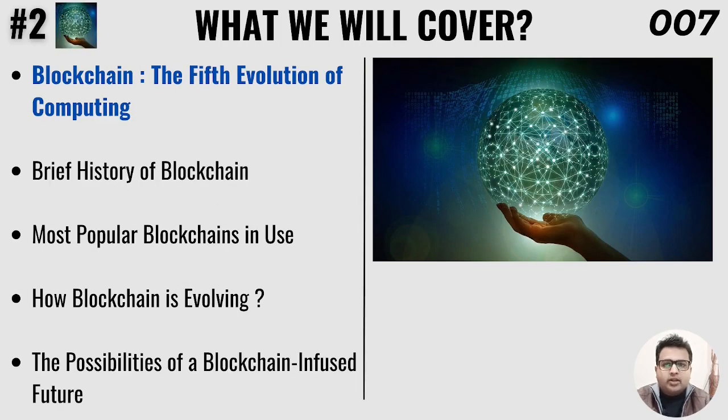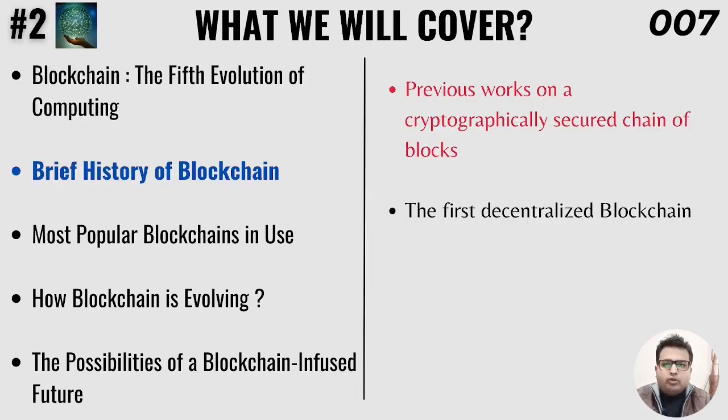So, blockchain, the fifth evolution of computing. Then we will look into a brief history of blockchain, in which we will see that the concept of blockchain started evolving from the year 1982. Previous works on a cryptographically secured chain of blocks, and also the first decentralized blockchain, that is Bitcoin. So, how exactly the first decentralized blockchain came into sense.